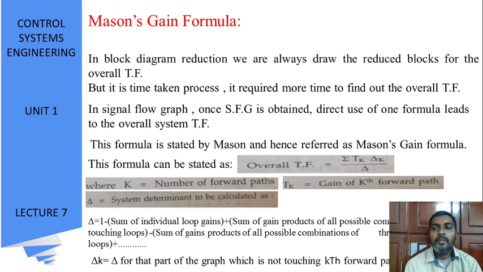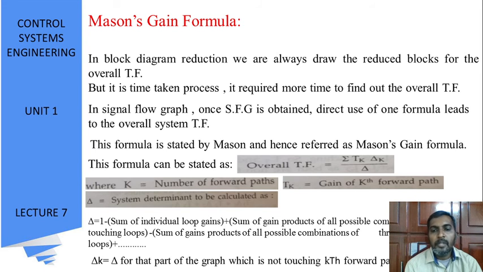It takes a lot of time to find the overall transfer functions. In a signal flow graph, once the graph is obtained, direct use of one formula leads to the overall transfer function. That means by drawing the signal flow graph, we use only one direct formula so that the transfer function can be identified easily. This formula is stated by Mason, and hence it is referred to as Mason's gain formula.